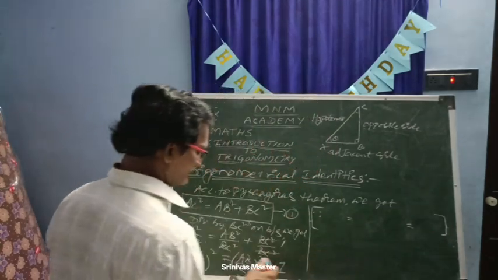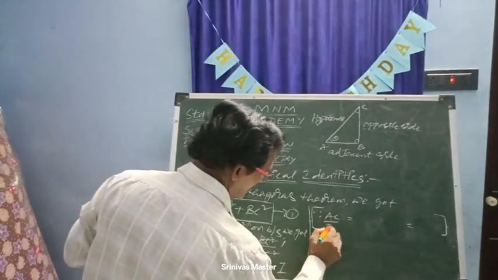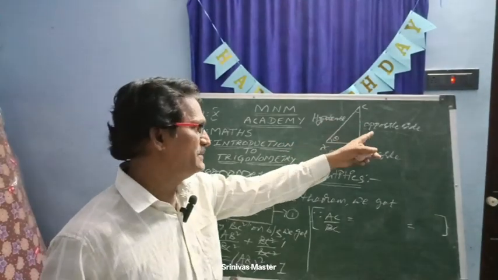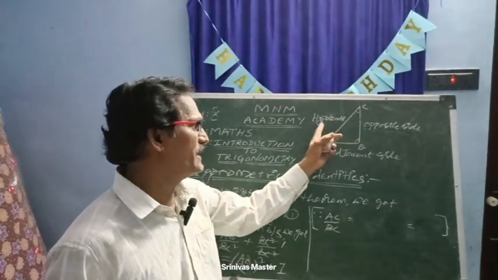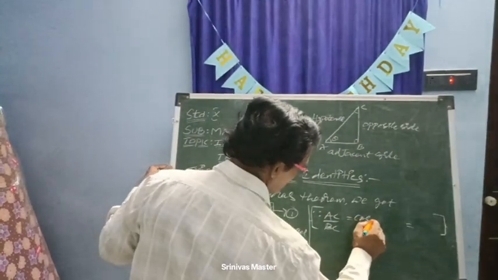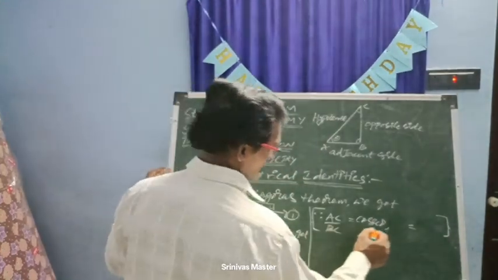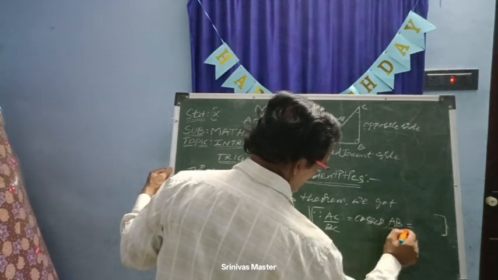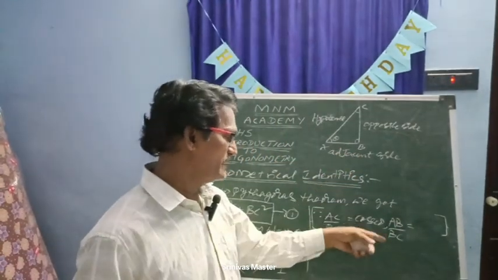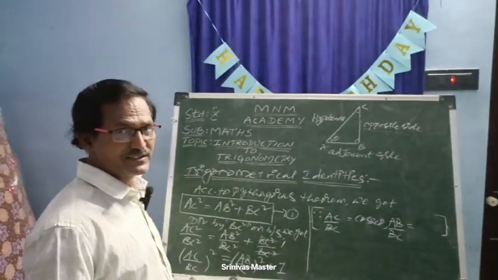See children, AC by BC. That means what? AC means hypotenuse, BC means what? Opposite side. So hypotenuse by opposite, what will come? Cosec theta. Next one, AB by BC. What is AB children? Adjacent. What is BC? Opposite. Adjacent by opposite means what? Cot theta.